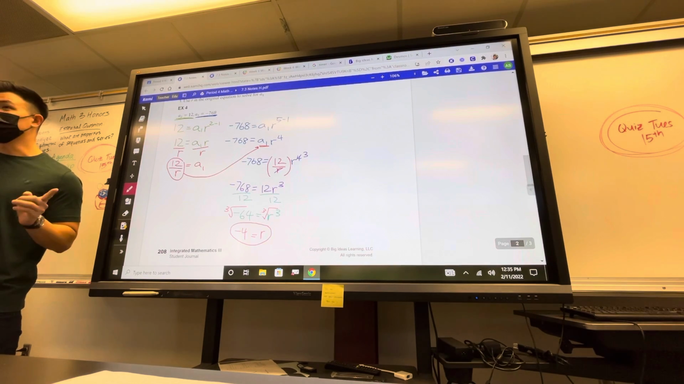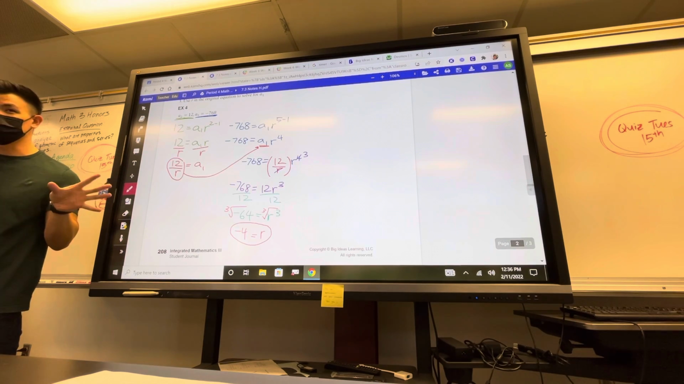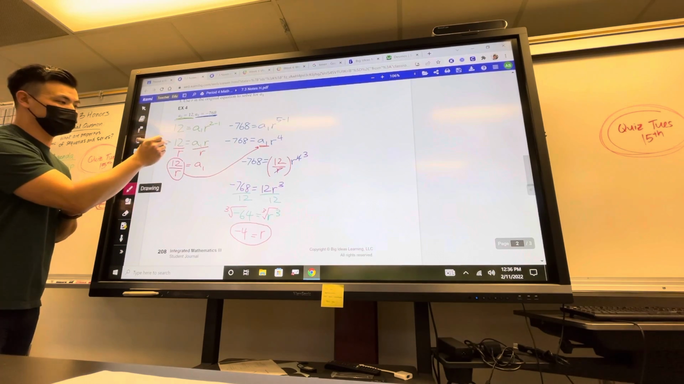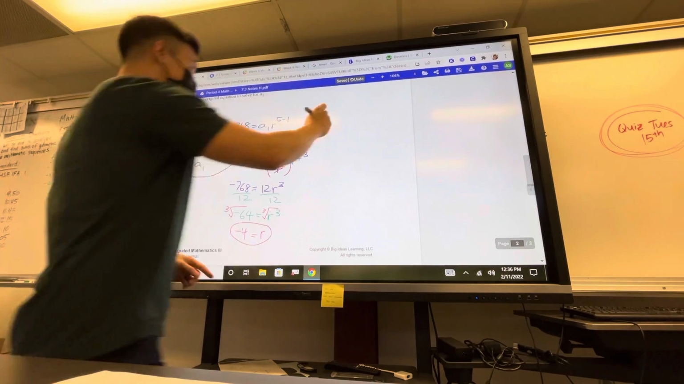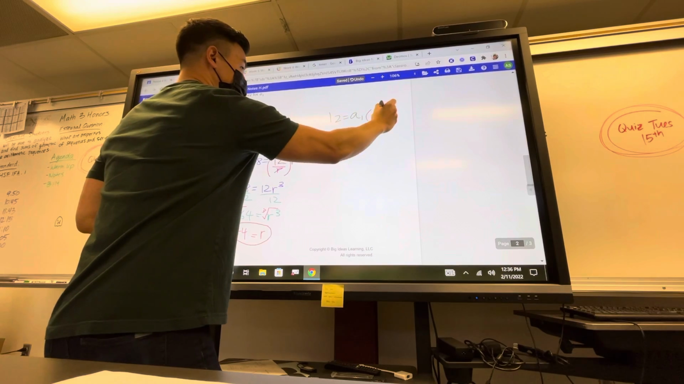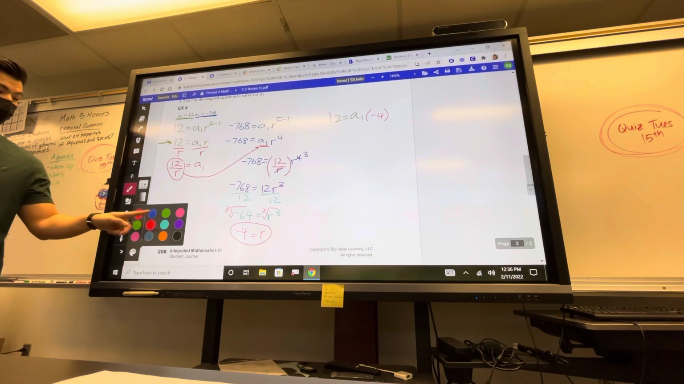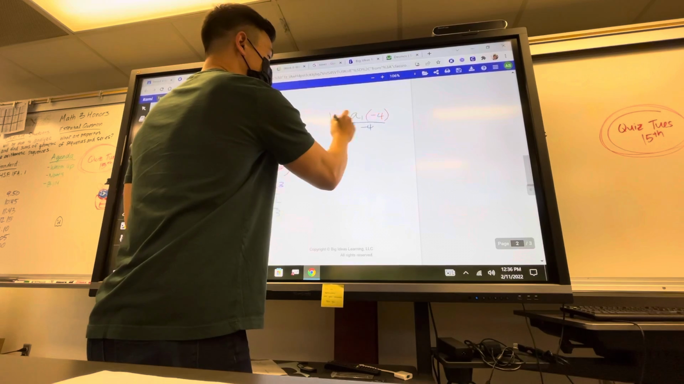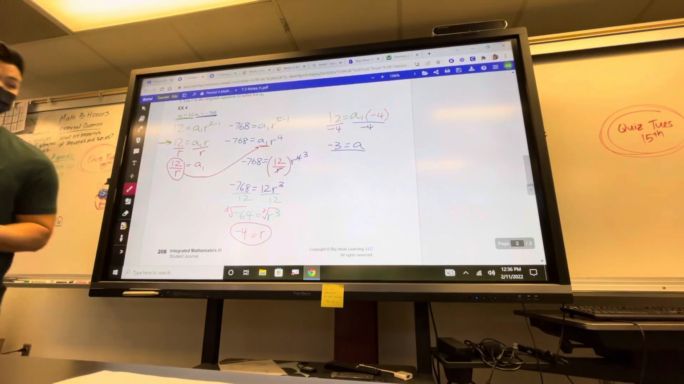Now that I have r, I can find out what a is, and I can plug in and write my whole rule. From here, this is pretty straightforward. I'm going to take my original equation here, 12 equals a1 times r, and I'm going to plug in my r value. So I'm going to say that 12 equals a1 times my r value, which is negative 4. If I solve for a1, divide both sides by negative 4. a1 is negative 3.